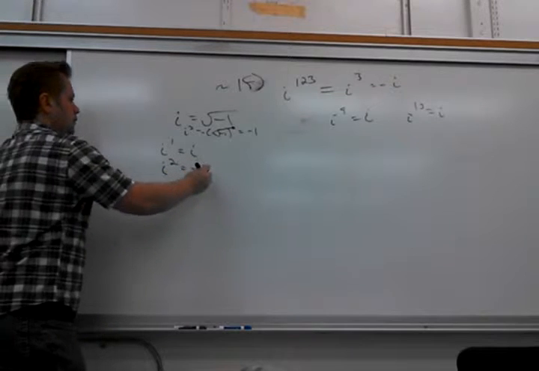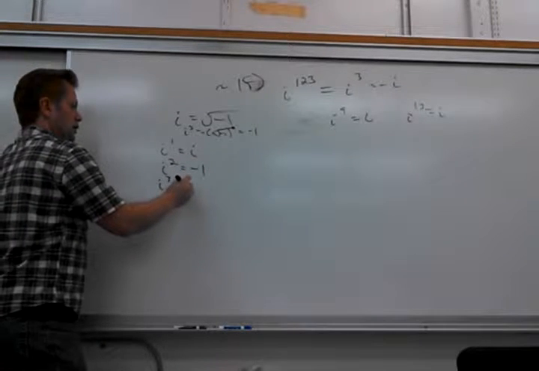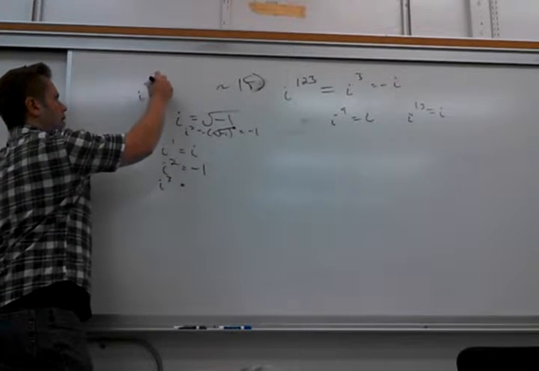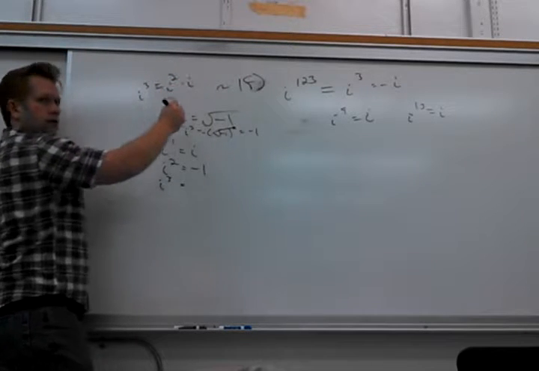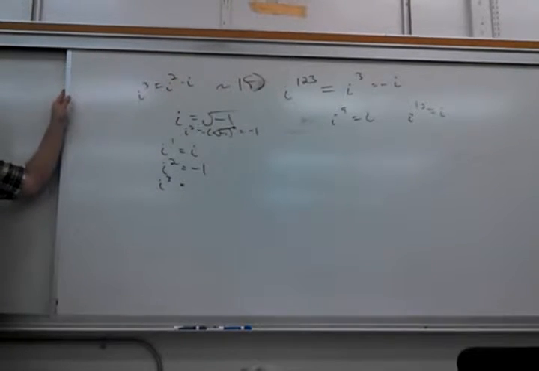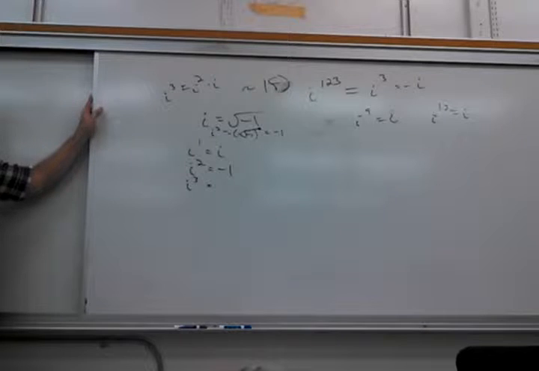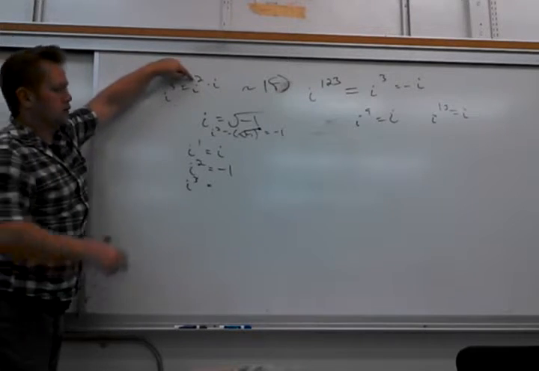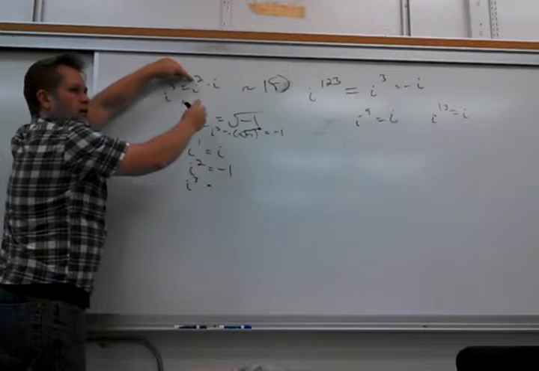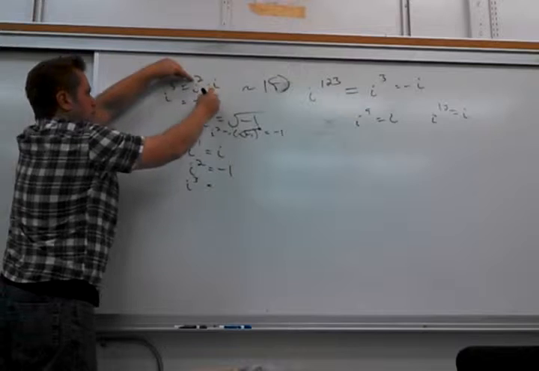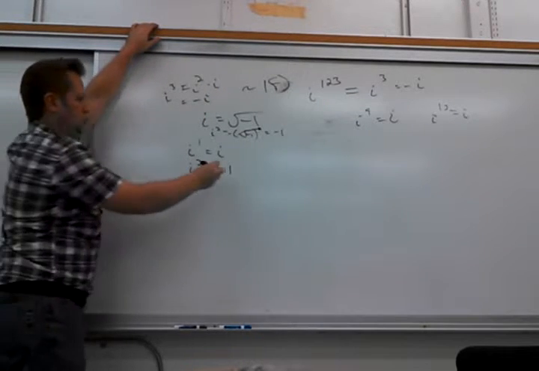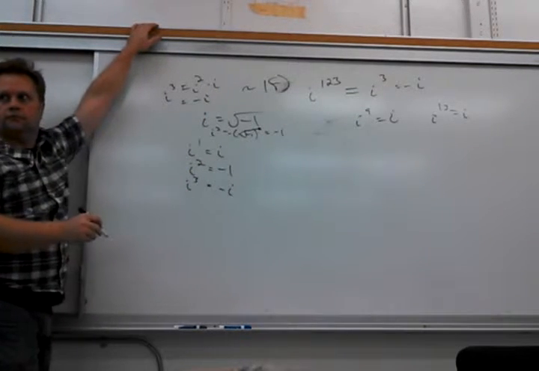i cubed would be i squared times i. Is that cool? Because you would just add the exponents, right? And why would I do that? So I can build something I don't know from things that I do know. I do know what i squared is. Negative 1. And I do know what i is. It's i. So i cubed must be negative i.